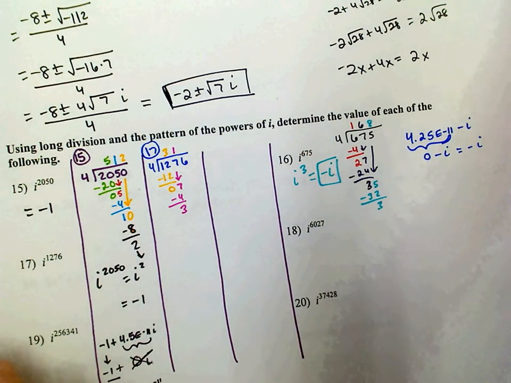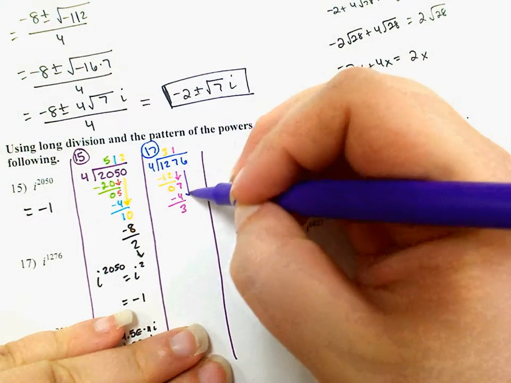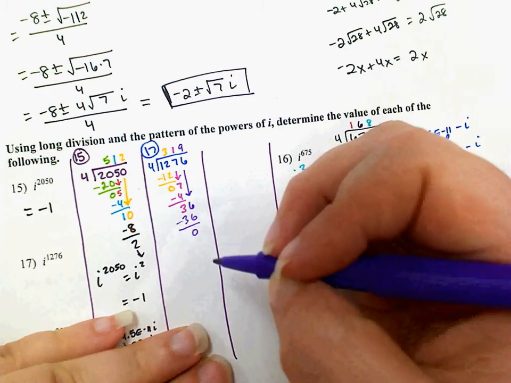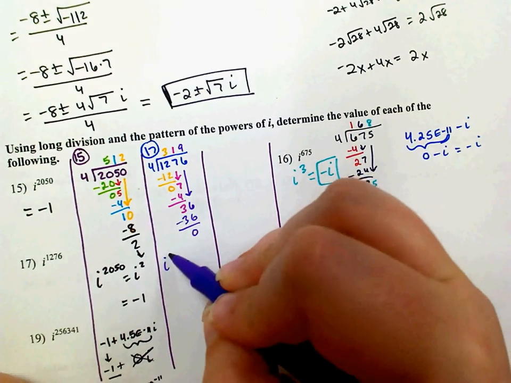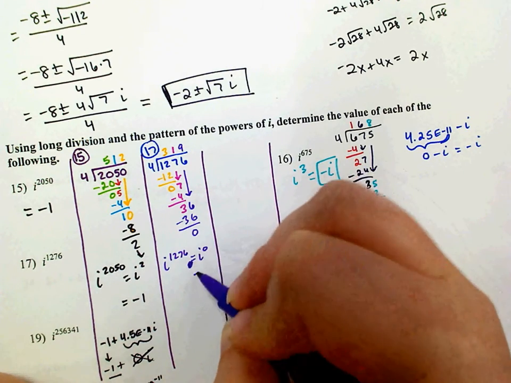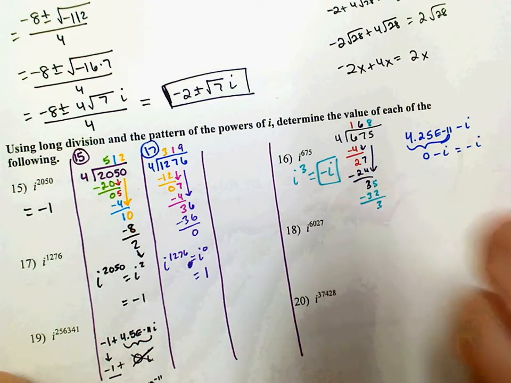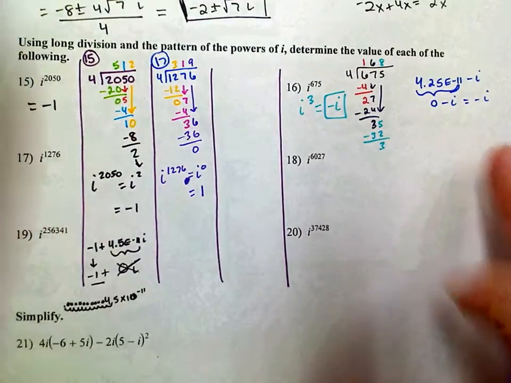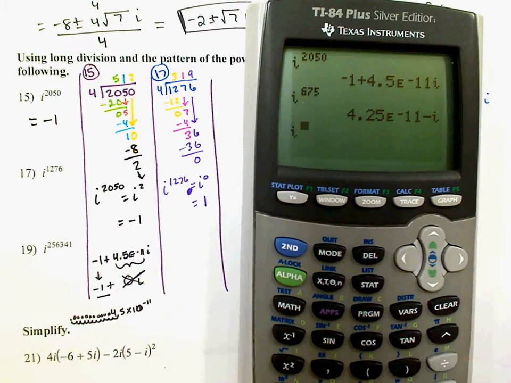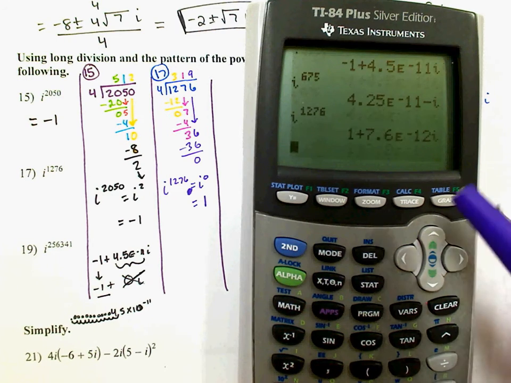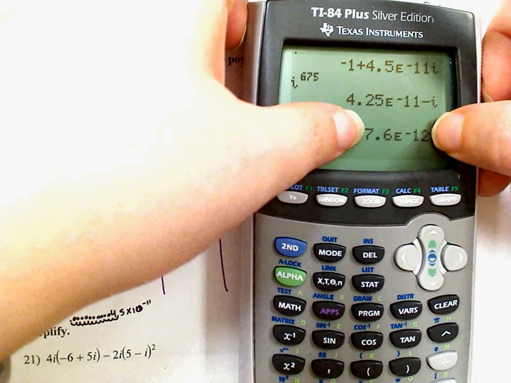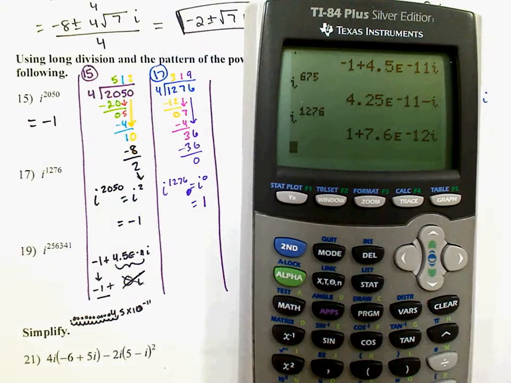Bring down the 6. And 4 goes into 36 9 times, and that is evenly, which means there's a remainder of 0. So that means I to the 1276 equals I to the 0. And we know I to the 0 is 1. And if you type that in, you would get I raised to the 1,276: 1 plus all of this times I, and remember that this number right there is 0, so I've got 1 plus 0I, which is just 1.